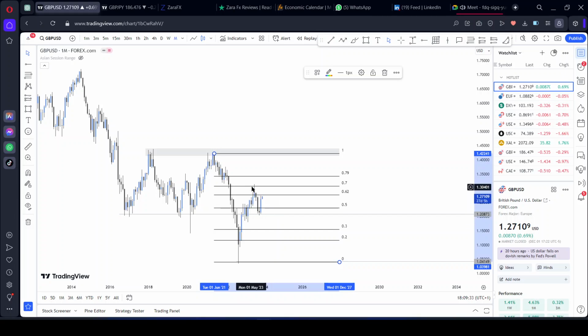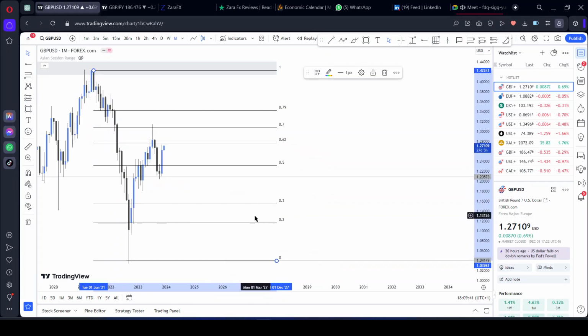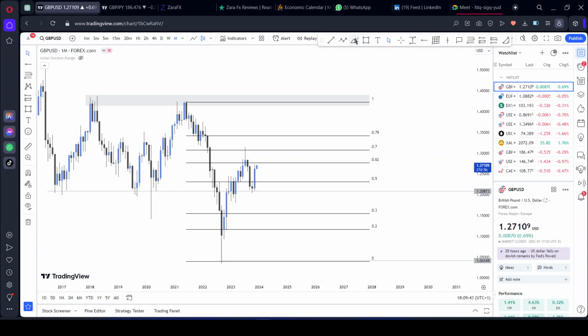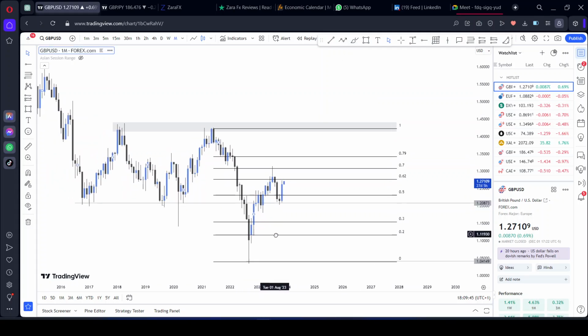It's discount. No, premium. Sorry, premium. Anything above 50% is premium. So price is in premium of this move. Naturally we were expecting that since price has come back to premium, it should sell.